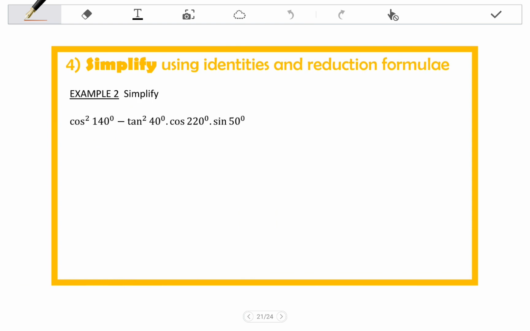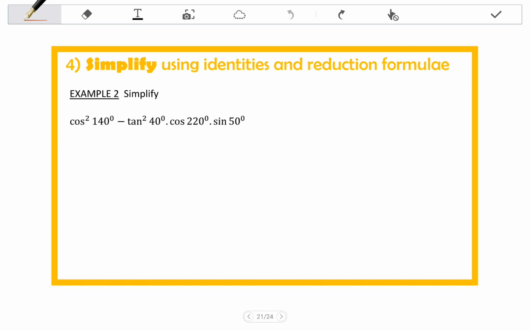A second example, we are to simplify (cos 140 degrees) all squared minus (tan of 40 degrees) all squared times cos 220 times sine 50. Okay, so looking at these angles, first of all, I notice that we have a minus, which means I've got two terms, and then I notice that the angles are all different, so I can't cancel anything. I don't see any immediate identity that I could apply. So what I will do is reduce everything to an acute angle and see if we can simplify anything.